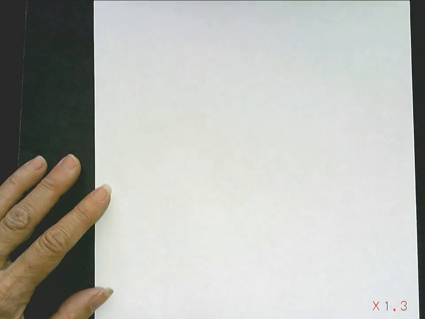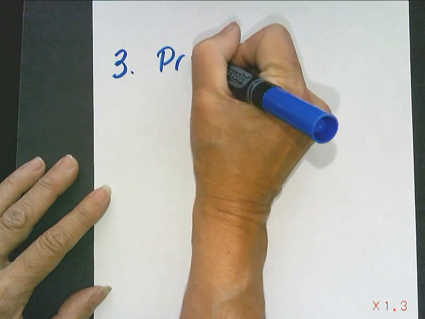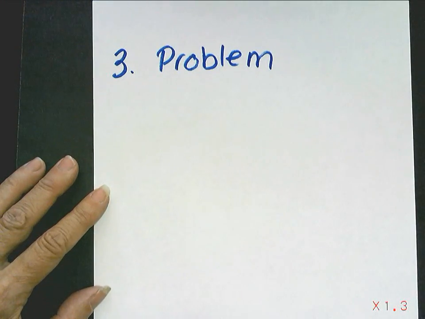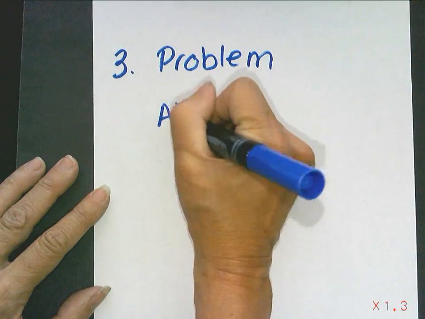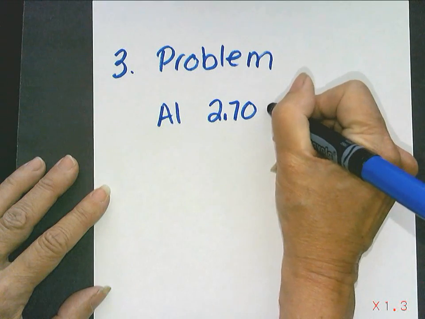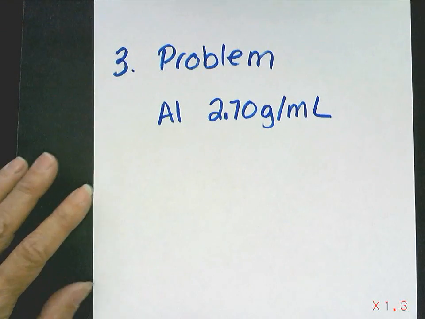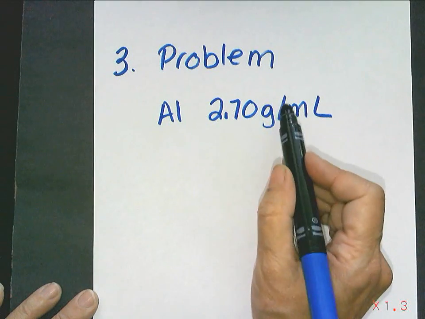What's the third place I can find information to solve problems? Well, I use my own head, I can look them up. The third way is the problem itself. If you read the problem carefully, you might see that the problem gives you equivalencies. For instance, a problem might tell you that the density of aluminum, which we measured in class, happens to be 2.70 grams per milliliter. Now, when I write it like that, you might not think of that as an equivalence, but it really is. This means it's a fraction.